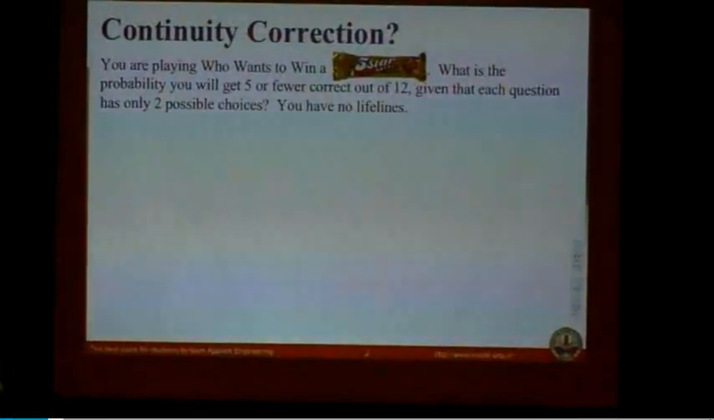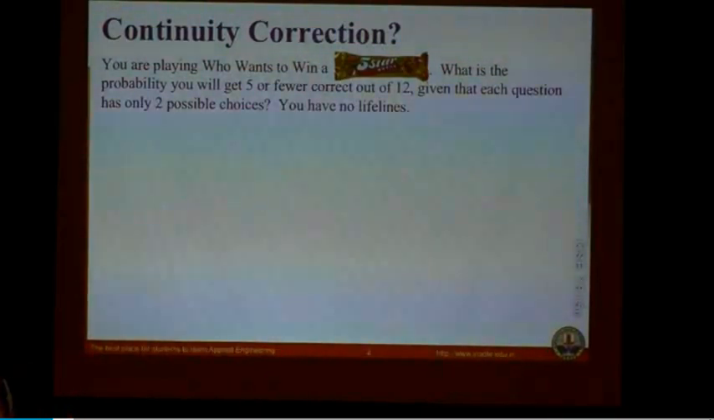So let's say we are all playing Who Wants to Win a 5-Star, and what's the probability you will get 5 or fewer correct answers out of 12, given that each question has only 2 possible answers? What kind of a distribution is that? Binomial. 12 is the number of questions, the number of trials is fixed, only 2 outcomes, and independent. Whether you answer one correctly doesn't depend on whether the other is correct or not.